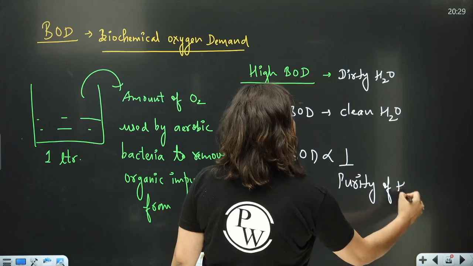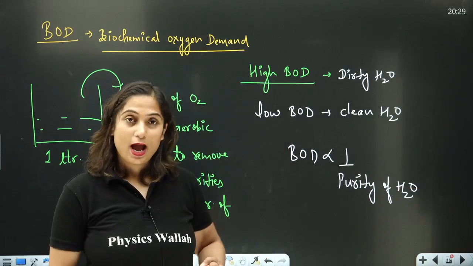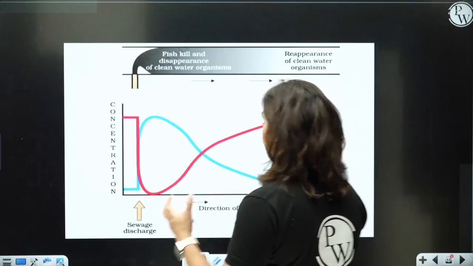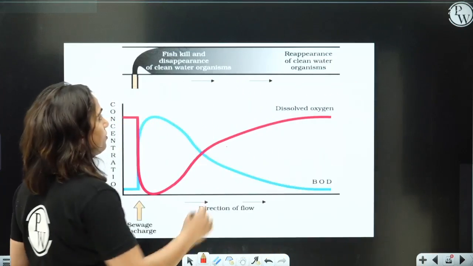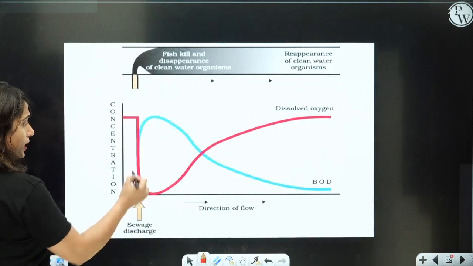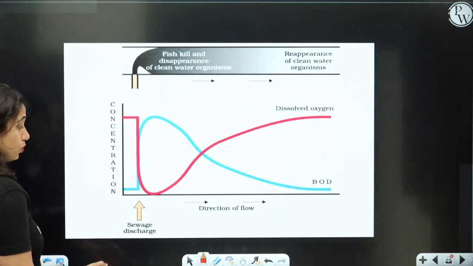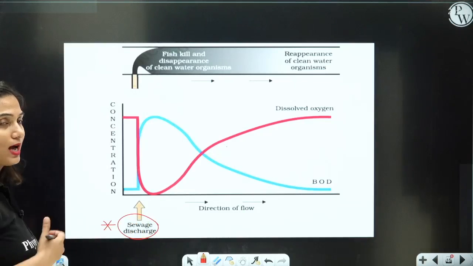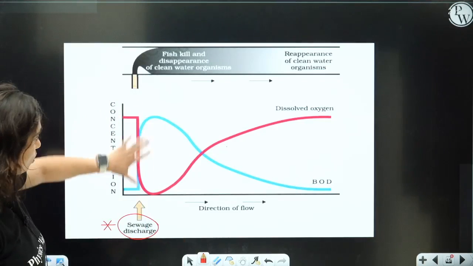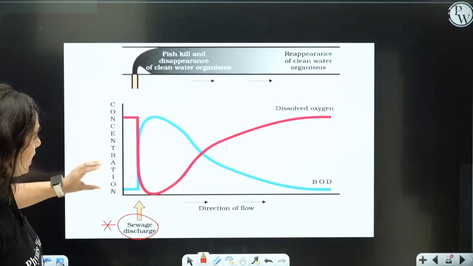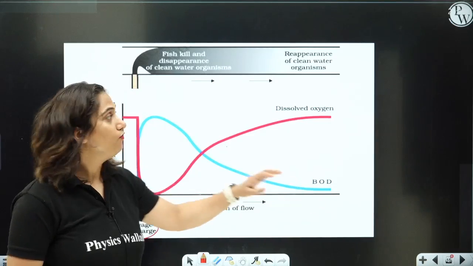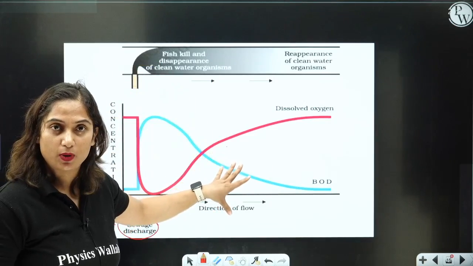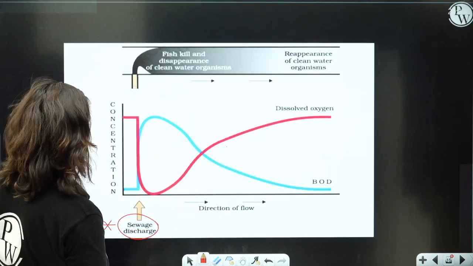That means you can say that BOD is inversely proportional to purity of water. If BOD is high, water is less pure. And if BOD is less, water is more pure. Okay. So this is the diagram of NCERT given over here. Let's understand what the diagram is saying. So this water over here is collected from sewage discharge. That means sewage means household impurities. That means the water over here is highly polluted. So the water is flowing in this direction and we are cleaning this water with the help of sewage treatment plants, as I have told you in the chapter Microbes in Human Welfare.